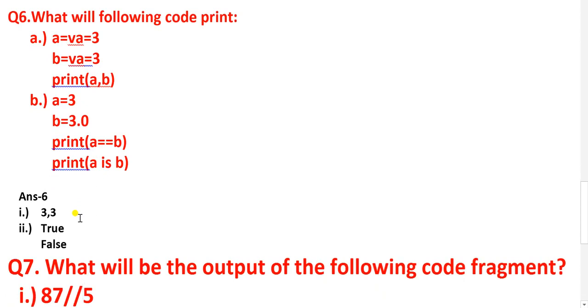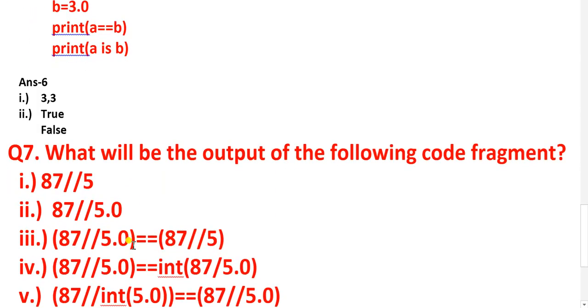Next is a = 3 and b = 3.0. Print a == b. Both 3 and 3.0 are equal, that's why the answer is true. And a is b: these two are stored at different memory locations, that's why it gives you the answer false.